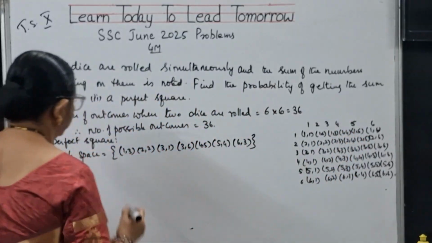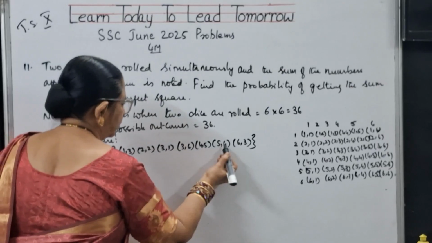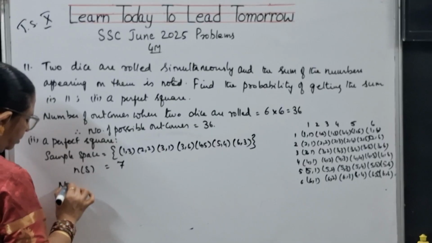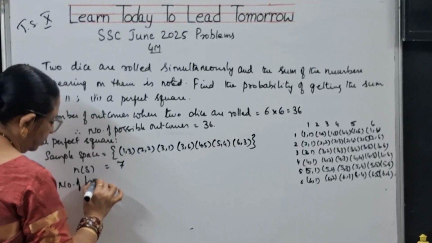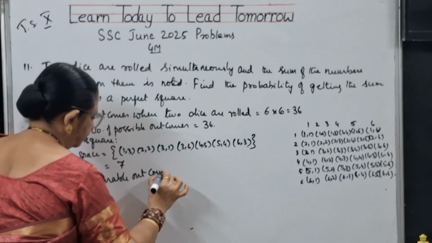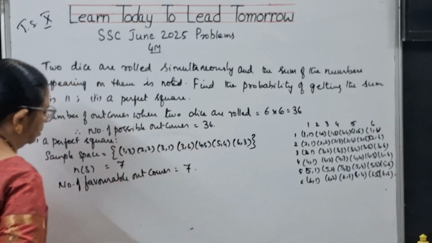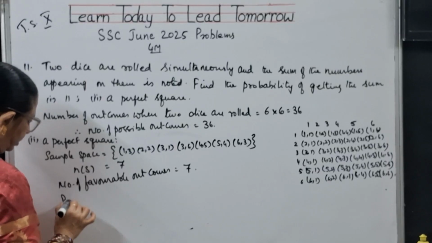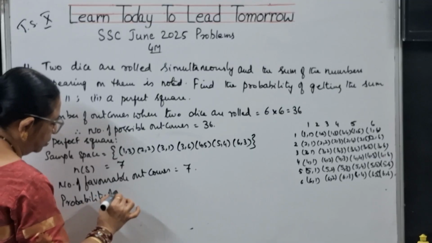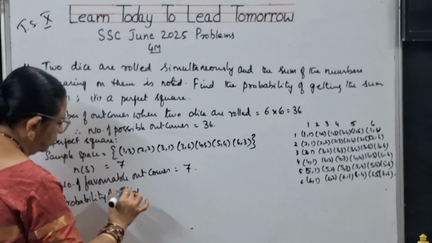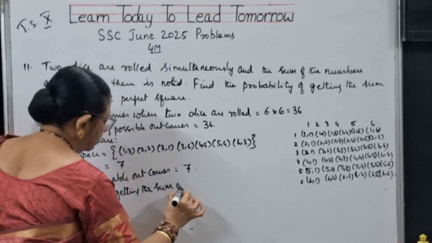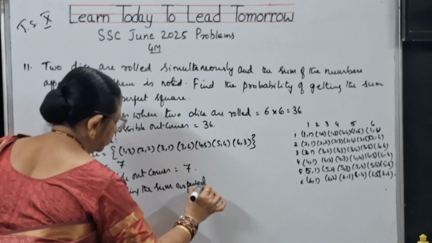So how many are you having, children? 1, 2, 3, 4, 5, 6, 7. So n of S is equal to 7. That means number of favorable outcomes is equal to 7. So, what is the probability? Probability of getting the sum as perfect square.